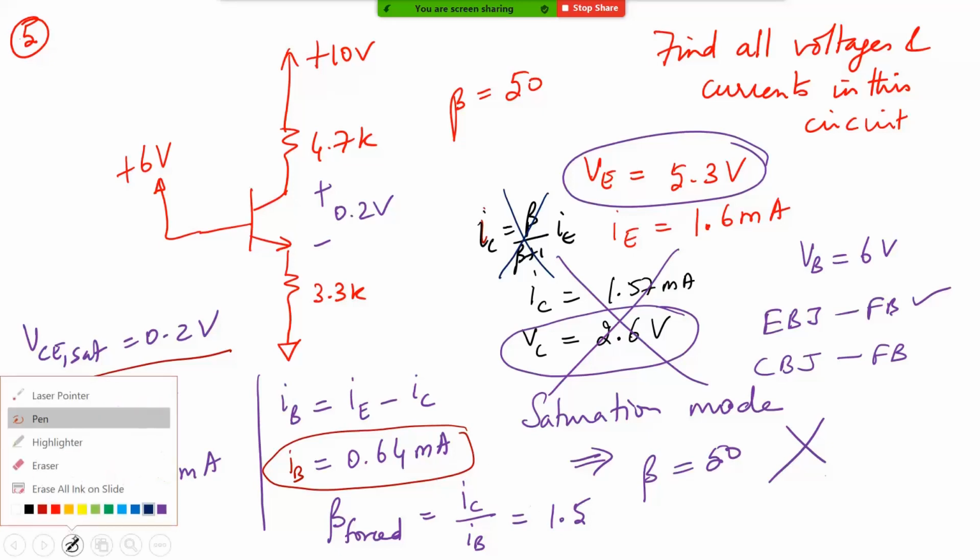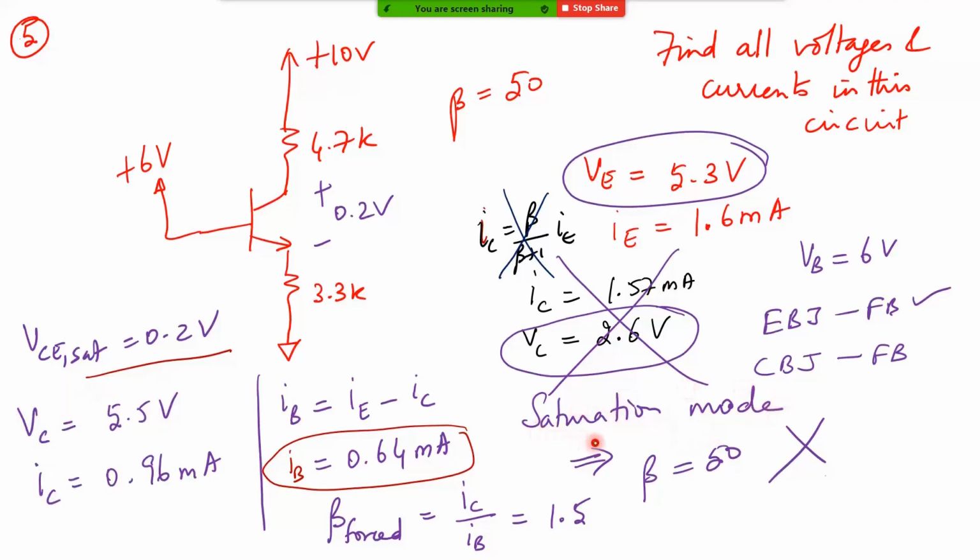Now how do you solve the circuit? You realize that the circuit is in saturation mode, and because of that VCE is equal to VCE saturation, which is 0.2 volt. Which means the collector to emitter voltage is 0.2 volt. Now we found that this particular voltage is at 5.3 volt, so automatically this is going to be at 5.5 volt. Once you know this, you can find out the collector current, and from here the emitter current and the beta forced values. Is it clear?